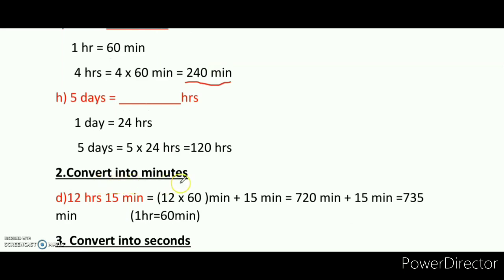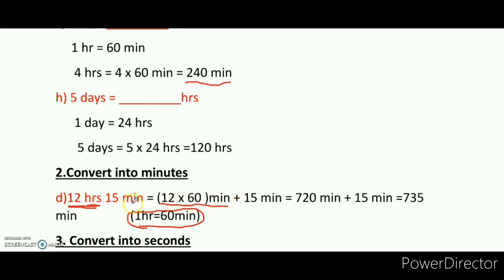Convert into minutes. So children, your question number 2 is convert into minutes. It's given 12 hours 15 minutes. First, this 12 hours we need to convert to minutes. We all know children that 1 hour is equal to 60 minutes. So 12 hours will be 12 into 60 minutes. Yes or no children? 12 hours will be 12 into 60 minutes.